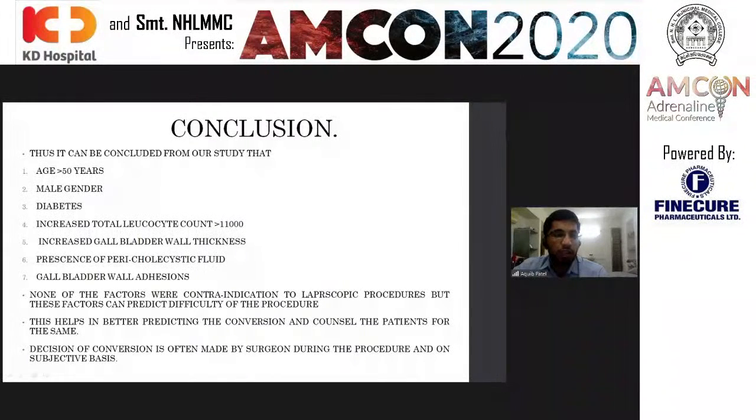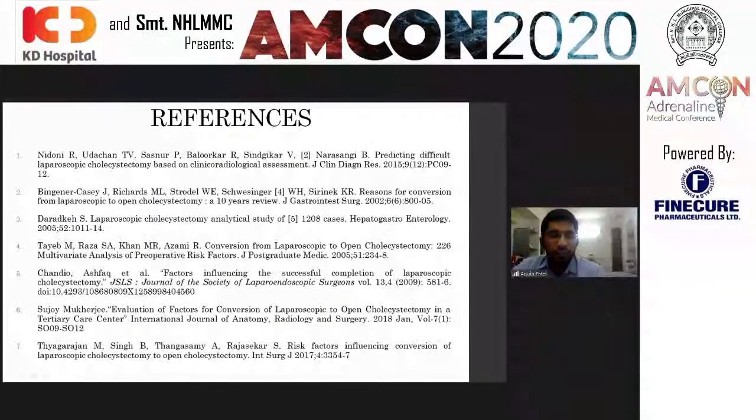So we can conclude that age, male gender, diabetes, increased WBC count, and increased GB wall thickness with presence of pericholecystic fluid and GB wall adhesions are the risk factors for conversion of laparoscopic to open cholecystectomy. None of them were contraindications, but this gives a better prediction for conversion to open cholecystectomy. Next, please. These are the references. Thank you very much.